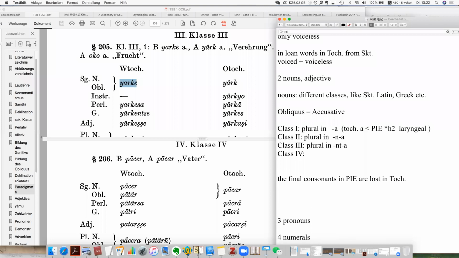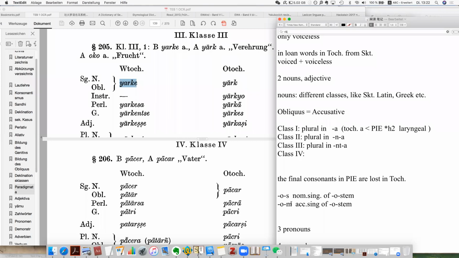So what does this mean? If we have -os, this is usually the nominative singular of an O-stem, right? And -om is the accusative singular of an O-stem. I assume that this is common knowledge for all of you.